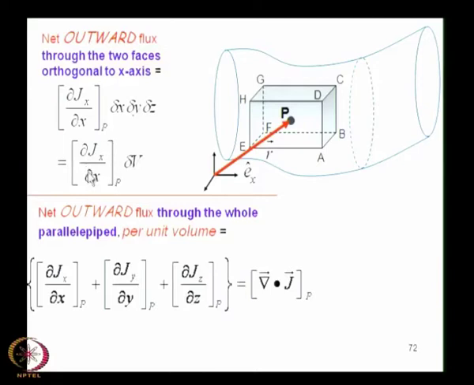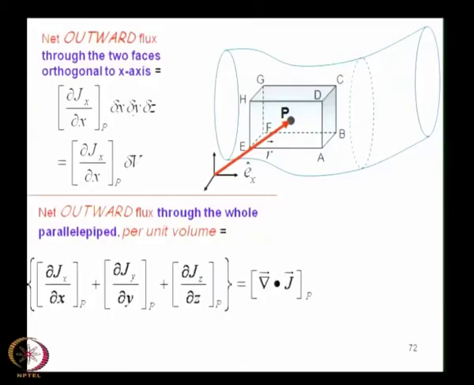these three pieces: del j x by del x plus del j y by del y plus del j z by del z. And now you ask what will be the corresponding quantity per unit volume. So, this delta v will be cancelled, because to get the corresponding quantity per unit volume, you have to divide it by that volume element, which is delta v. So, the net outward flux through the whole parallelepiped per unit volume, now dividing it by delta v, will be just the sum of these three partial derivatives determined at the point P.